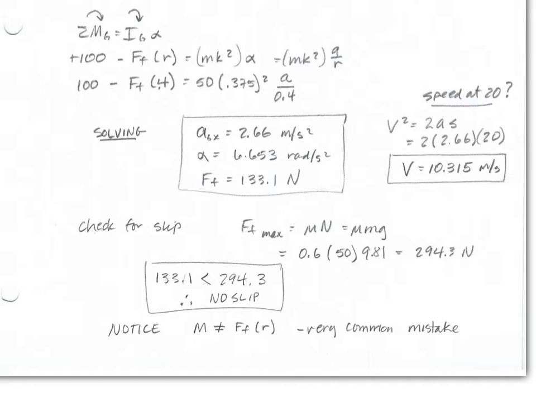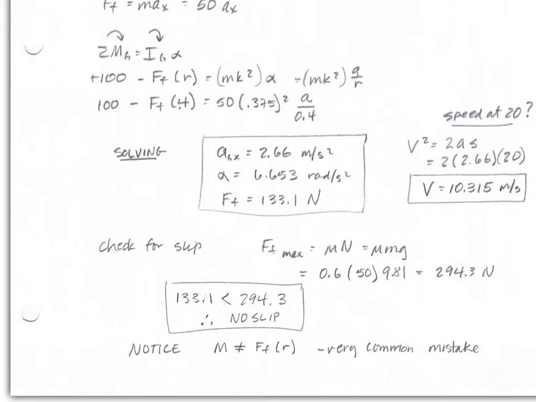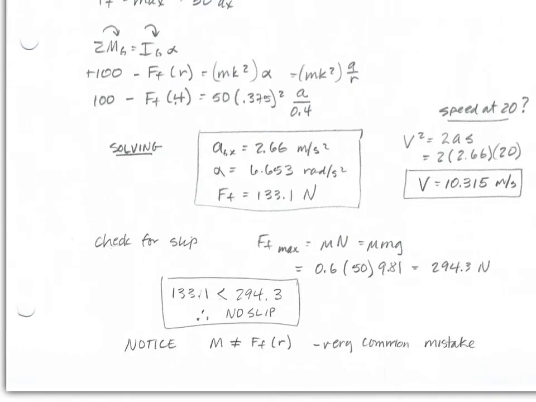Now, a very, very common mistake in these torque problems is to think that the moment equals the force of friction times the radius. And that is not the case. That's a static situation where the force of friction times radius and the moment might be equal to each other. But in dynamics, that's not the case. And so here you can see that the moment minus force of friction times radius is equal to this side of the equation, the Ig alpha. They're not equal to each other.